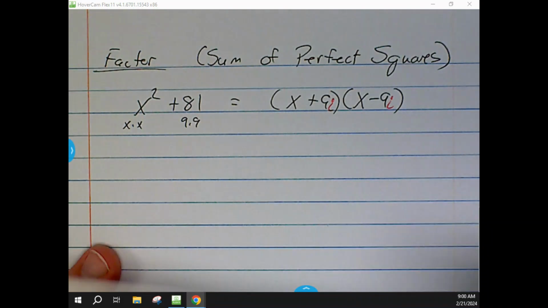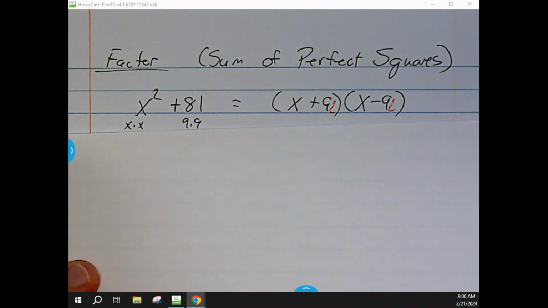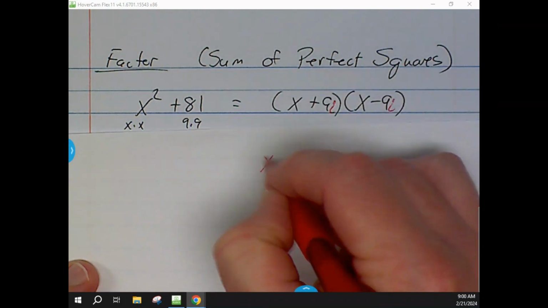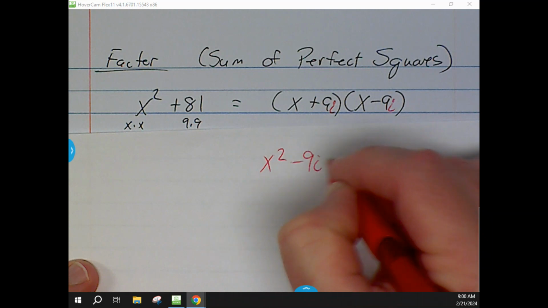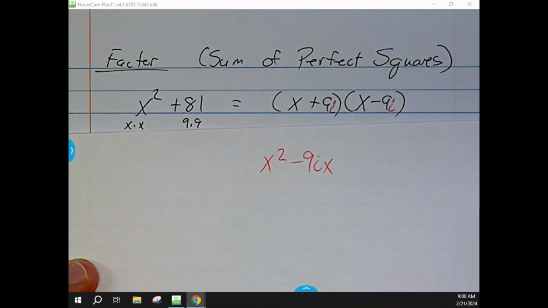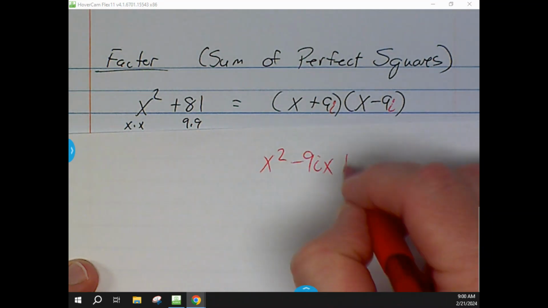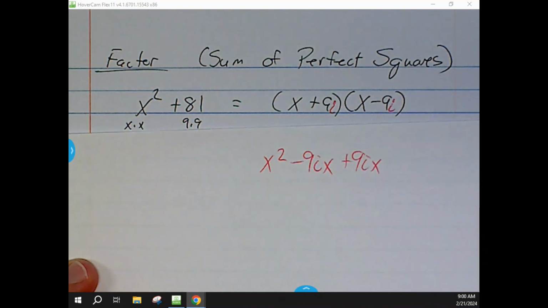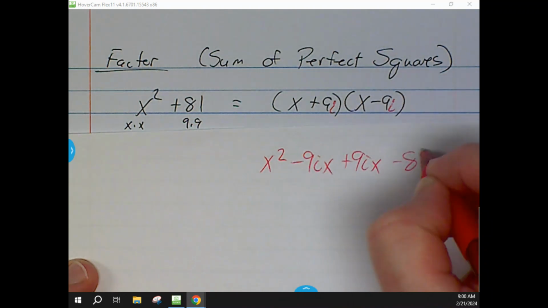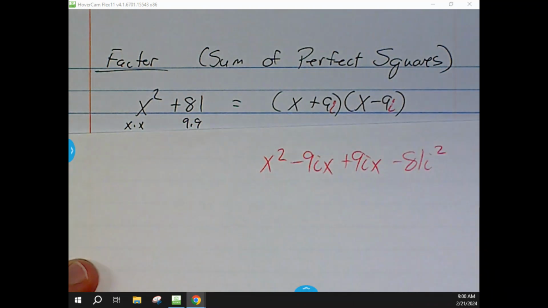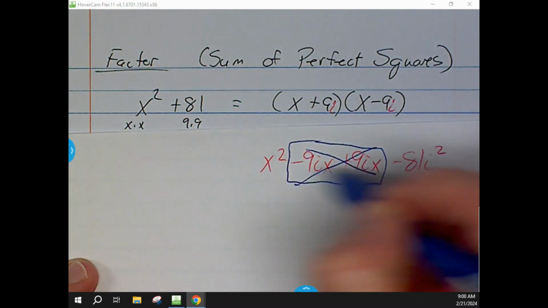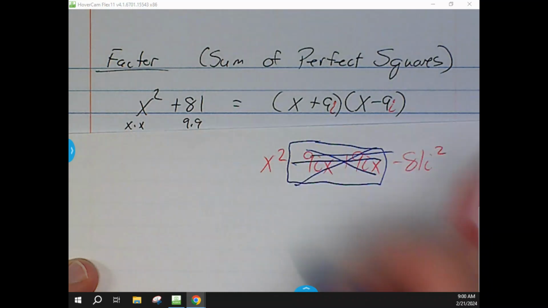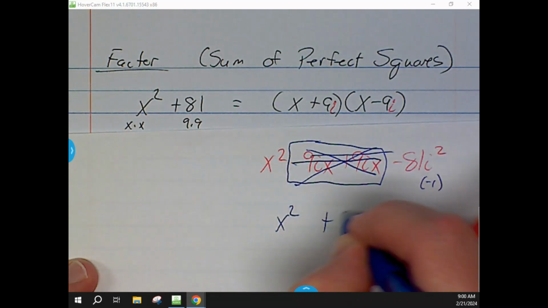But if those two things are conjugates and we multiply them together, we've got x times x for x squared. We've got x times 9i, which would be a negative 9ix. This one, if we multiply these together, that's a positive 9ix. We get a negative 81i squared. And again, you've got a plus 9 minus 9 that goes away. We've got x squared. We take out the i squared and make it a negative 1. That makes it x squared plus 81.